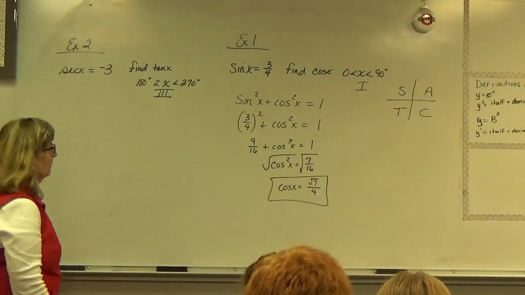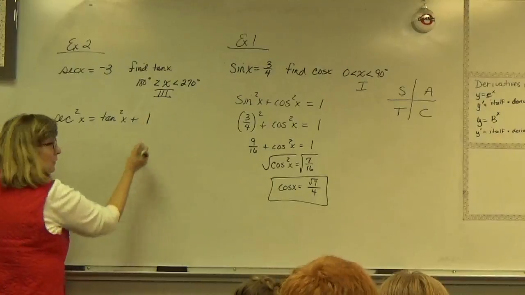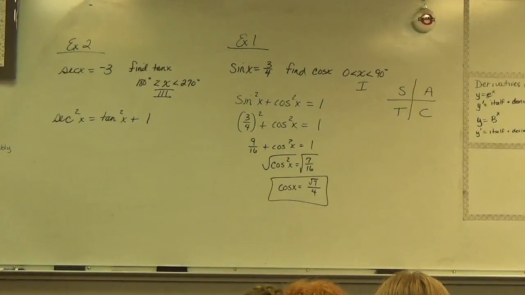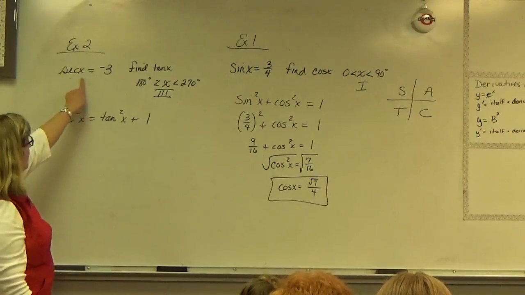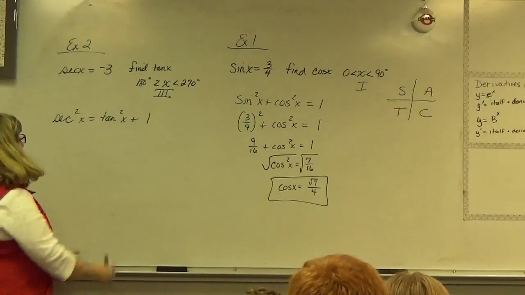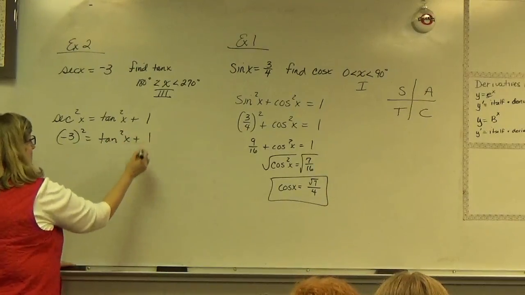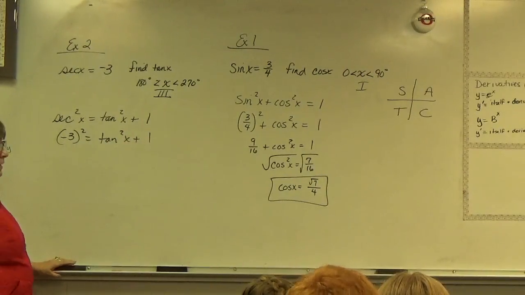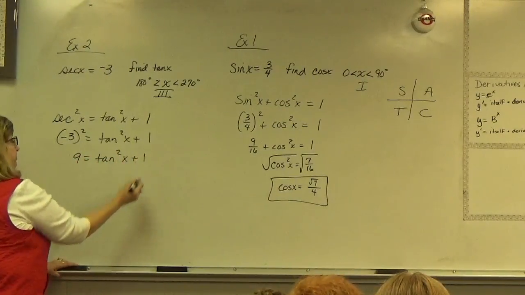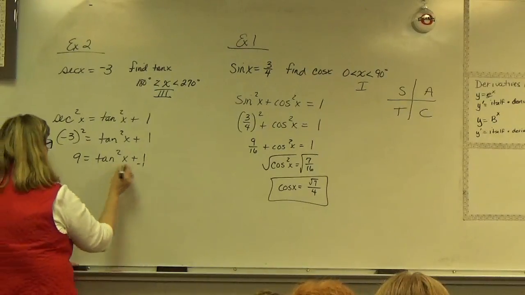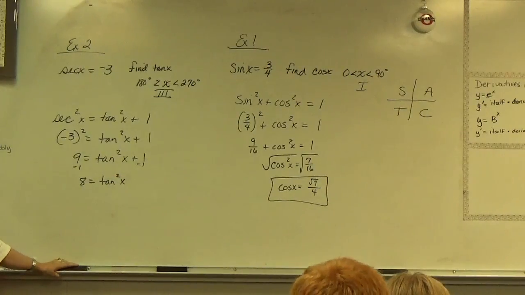Secant squared x equals tangent squared x plus 1. So you write down the one you're going to be using. So does everybody agree secant squared equals tangent squared plus 1? That's one of the 8 identities. Now, we know secant is -3, so you put that in place of secant. Now what's -3 squared? 9. What would you do to solve for tangent? Subtract 1 from each side. And then square root.